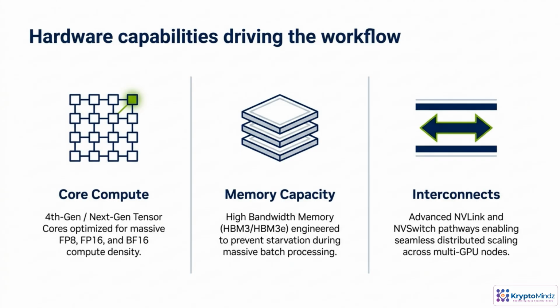Second is memory capacity and bandwidth. High bandwidth memory keeps those compute units fed, especially for large batches and long sequences. Third is interconnects. NVLink, NVSwitch, TPU interconnects, or Ascend fabrics determine how efficiently you can scale across multiple devices.